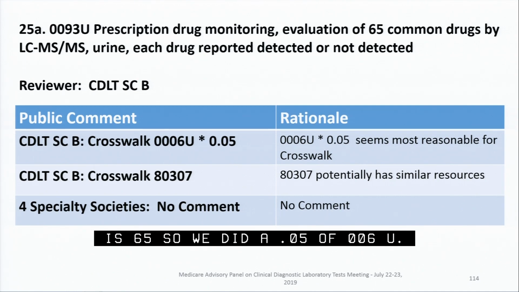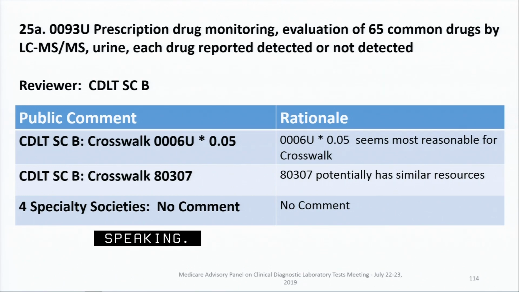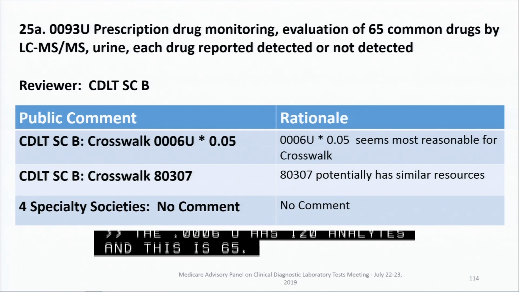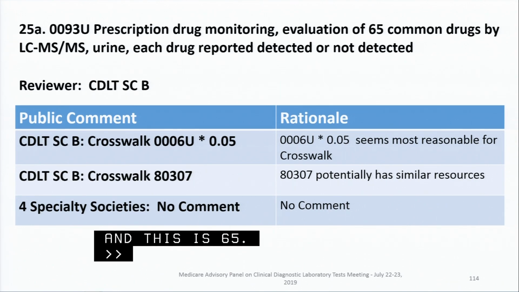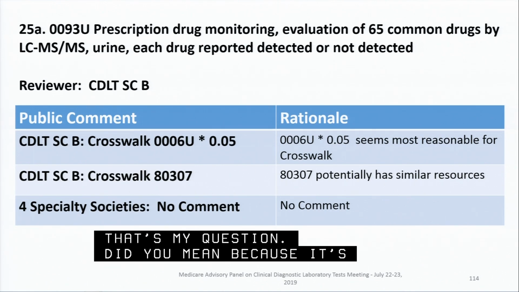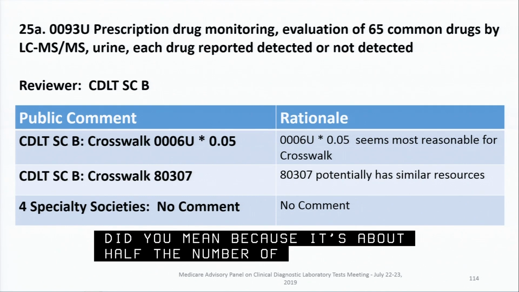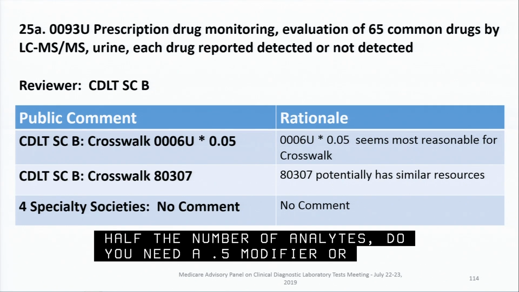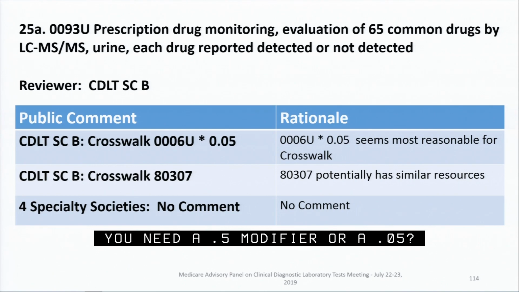Dr. Clark? Yeah, so 0006U is 120 analytes, and this is 65, right? So code 0006U, and the multiplier is 0.05. Right, 0.05 is like 5%, right? Yeah, that's my question. Did you mean, because it's about half the number of analytes, do you need a 0.5 modifier or a 0.05? Because those are obviously very different. Yeah, we meant 0.5. All right. So that's the clarifier. Okay.